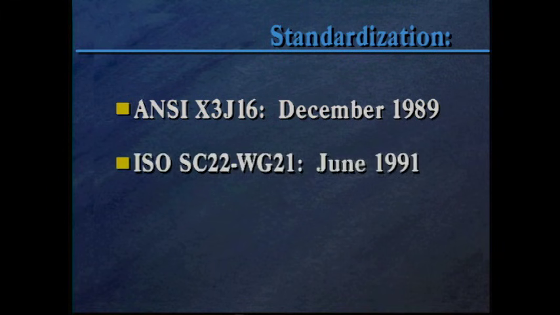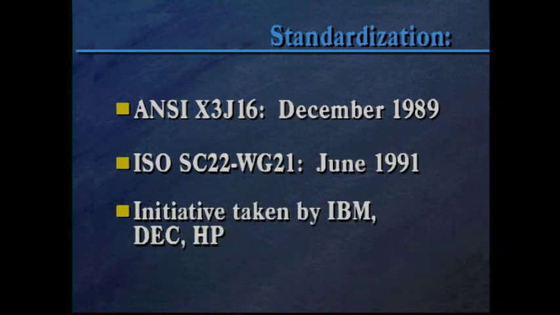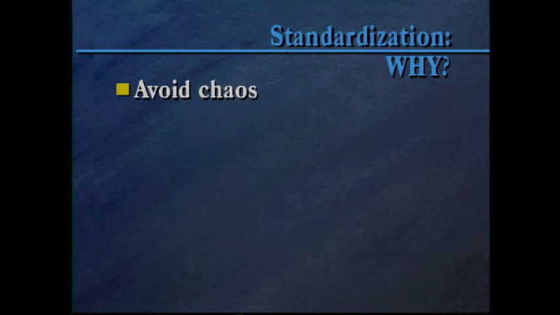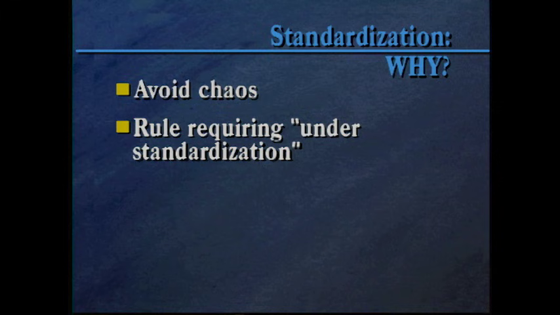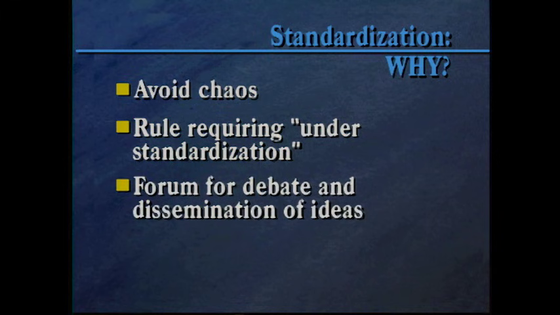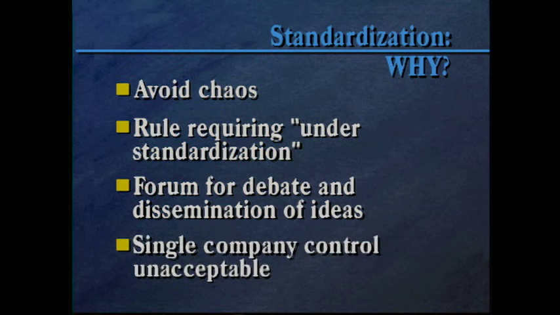With lots of implementations and lots of users, we need some kind of standards effort, and that was started in late '89 by ANSI, the American National Standards Institute, and ISO, the International Organization for Standardization, joined in 1991. The initiative was taken by IBM, DEC, and HP, basically to avoid chaos erupting and to make sure that the language was under standardization. This created a forum for debate and for dissemination of ideas that's very important to stabilize the language and to make sure that the language is responsive to wider needs, and importantly make sure that no single company exerts undue influence on the language.